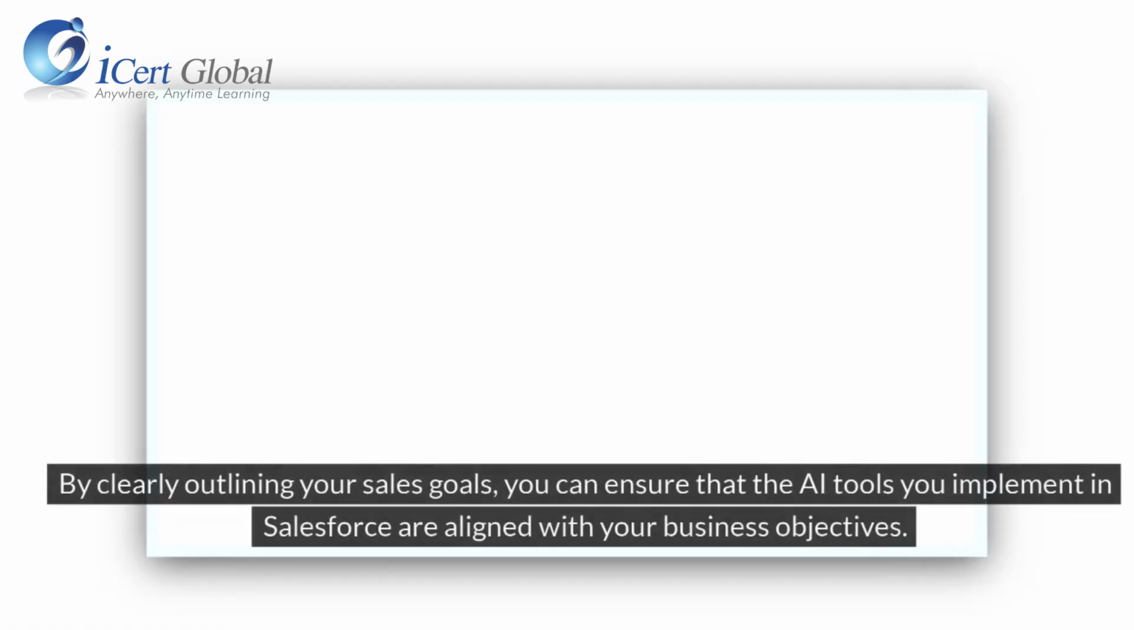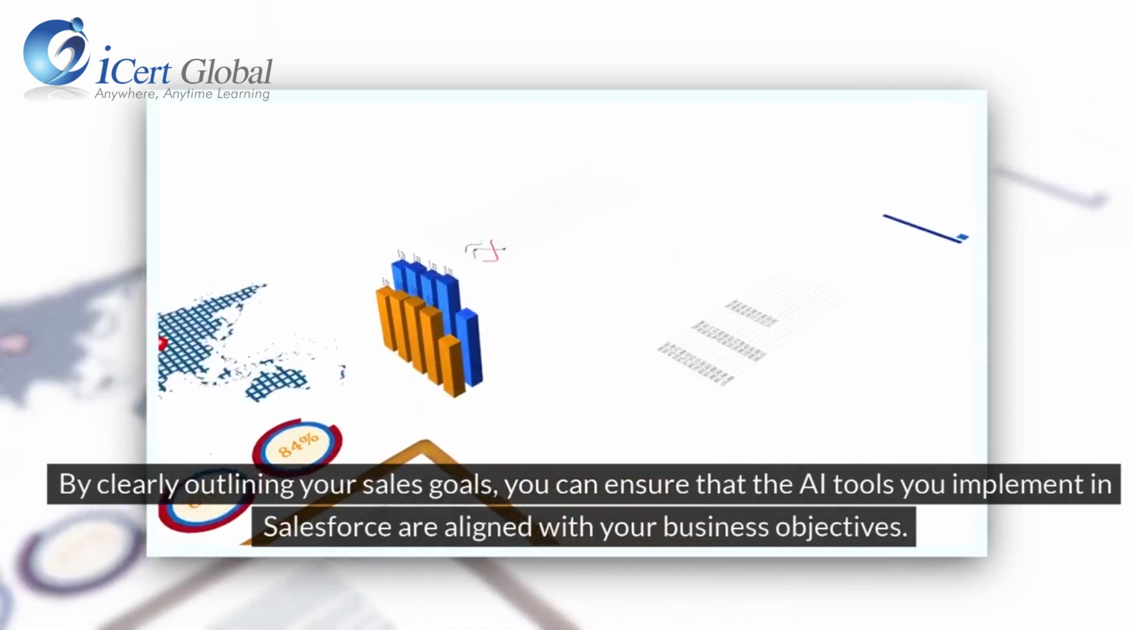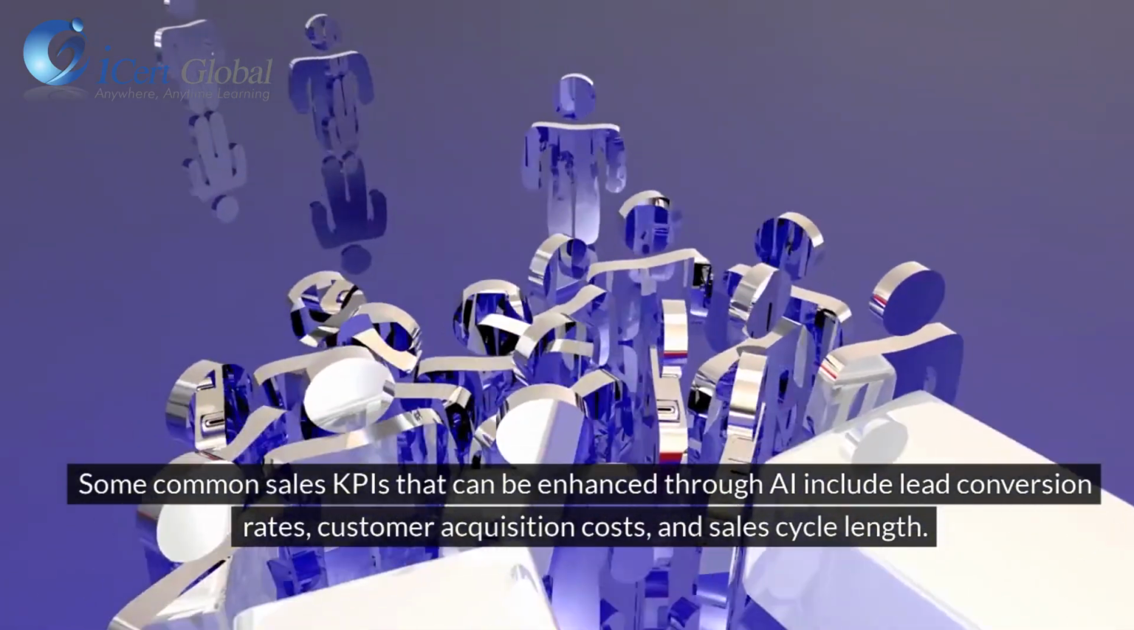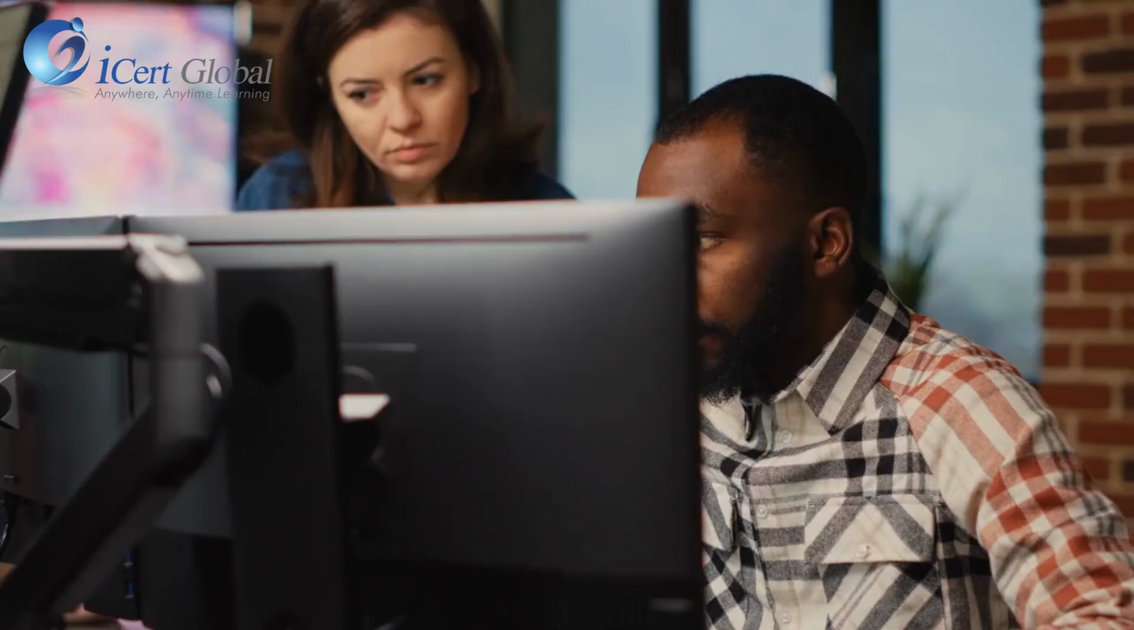Step 2. Define your sales objectives and key performance indicators, KPIs. By clearly outlining your sales goals, you can ensure that the AI tools you implement in Salesforce are aligned with your business objectives. Some common sales KPIs that can be enhanced through AI include lead conversion rates, customer acquisition costs, and sales cycle length.